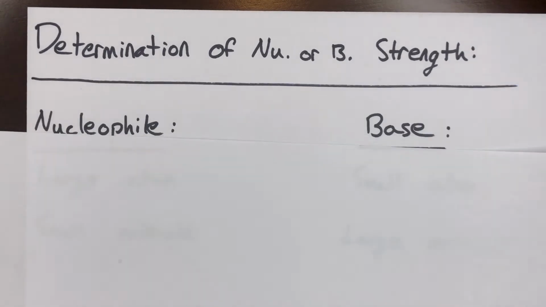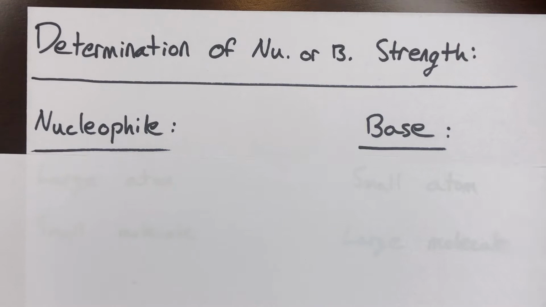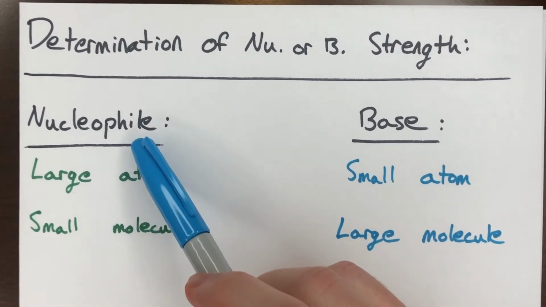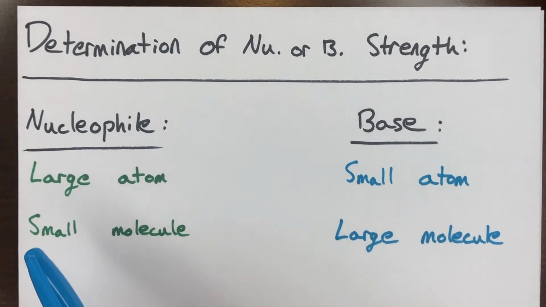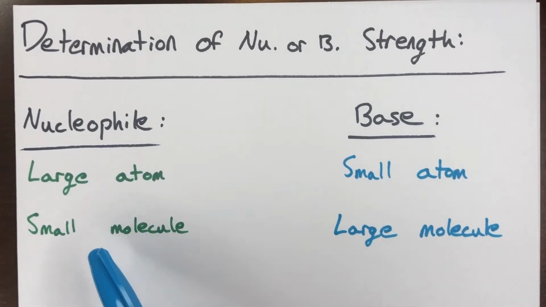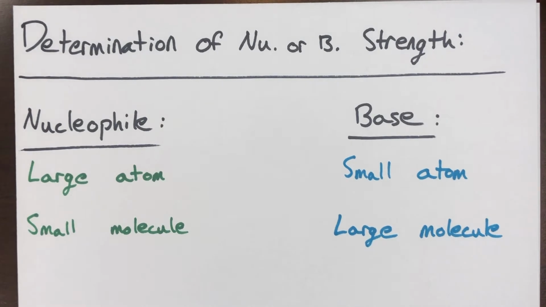So here, though, we're looking at what's the difference between a nucleophile and a base, and really it all has to do with size primarily. Two factors that make a nucleophile a stronger nucleophile is if the reactive center is a large atom, but the molecule itself is a small molecule. So to understand this, you have to know the difference between an atom and a molecule. Recall that an atom is simply an element, or a single element that constitutes that atom, whereas a molecule is a structure where multiple atoms are bound together.